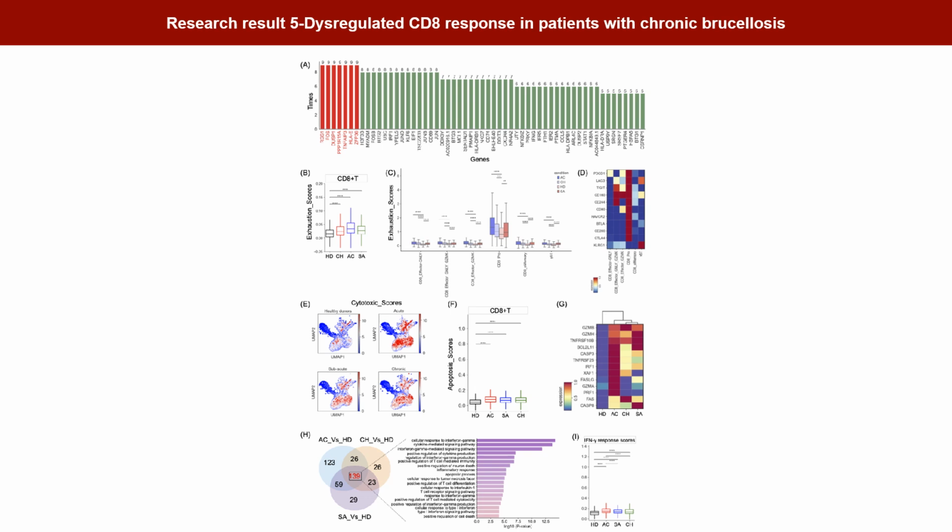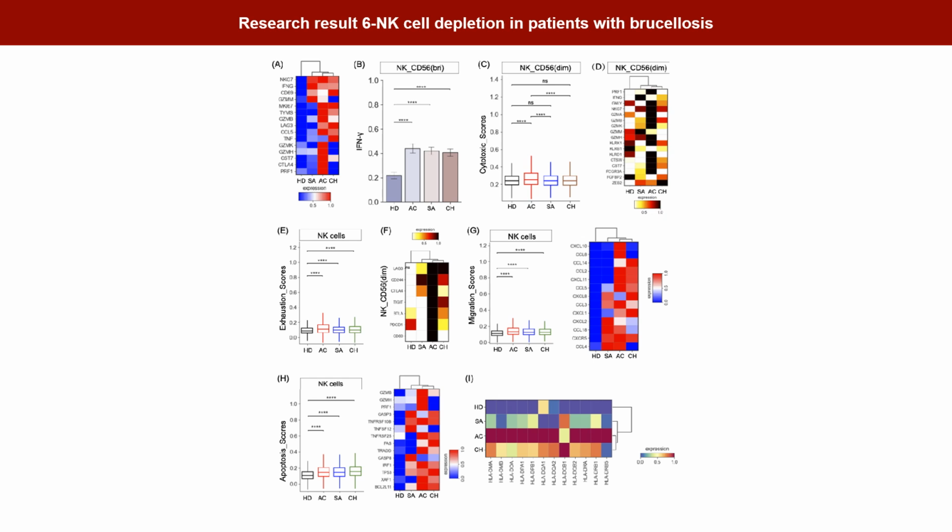MAIT and gamma-delta T cells have low CD8 gene expression and are classified as CD8 T cells for transcriptome analysis. CD8 T cells further aggregated into 9 subgroups. Each CD8 T subtype exhibits different disease preferences. Immature clusters are enriched in healthy donors, while the rest are mainly found in acute and subacute patients. These data suggest that the decrease in cytotoxic T cell frequency in chronic patients may be related to the persistence of Brucella.